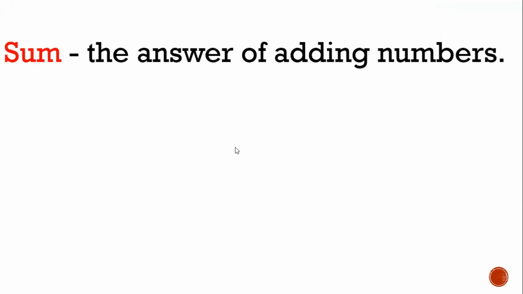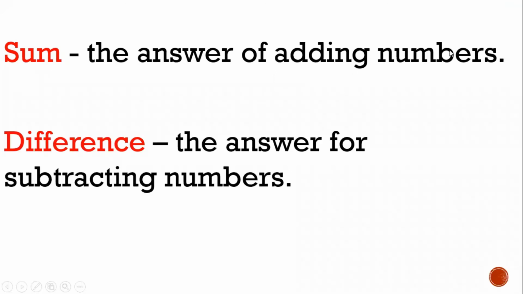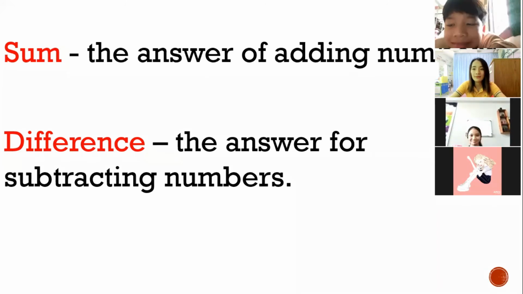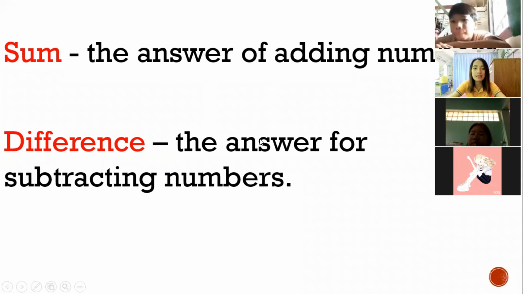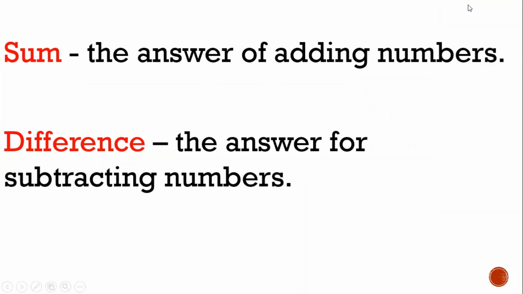Okay, so we have a definition here. When we say sum, this is the answer of adding numbers. And when we say difference, this is the answer for subtracting numbers. When we say sum, what symbol do we use for adding numbers? Is it plus, minus, times, or divide? Plus. Very good. How about difference? For subtracting numbers, what symbol do we use? Minus.